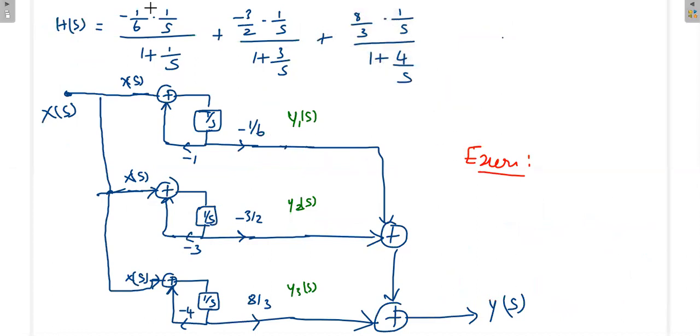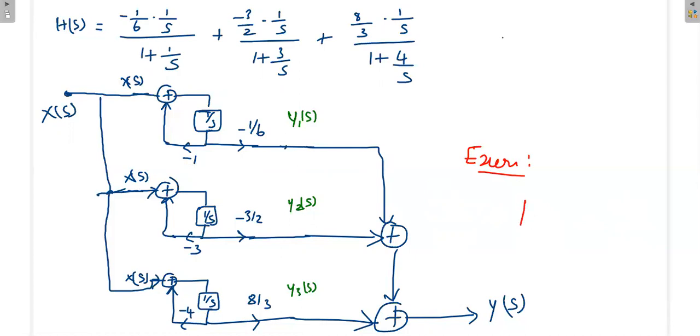In this process, please check how many forward paths there are. This is one forward path, this is the second, this is the third. How many loops are there? This is one loop, this is another loop, this is another loop. Check whether any other loops are there or not. Mostly you will have 3 loops. Then check whether they are touching or non-touching. Write the loop gain individually. Then there will be 2 non-touching loops, 3 non-touching loops, like that.